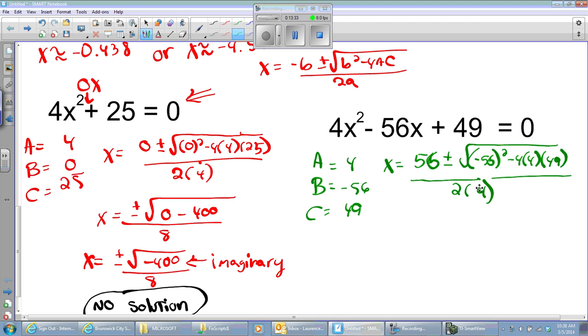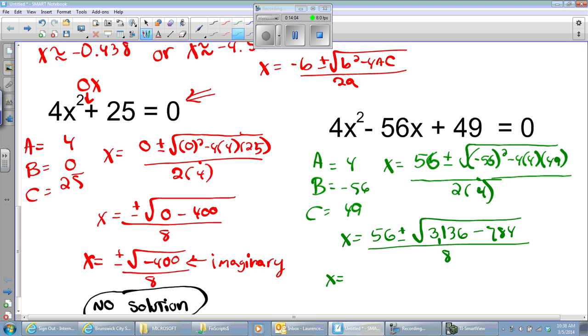There we go. Okay, so now we're going to do some simplifying. We're going to have 56 plus or minus the square root of negative 56 squared. Well, 56 squared is 3,136. Minus, I know that this is going to be a negative because there's only one negative in the multiplication. 16 times 49, 784. The whole thing is over 8.